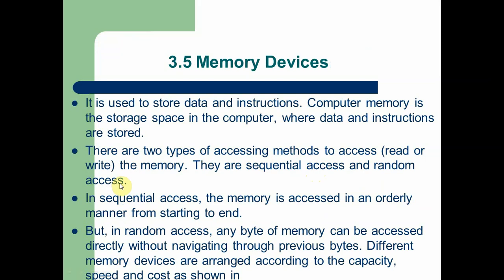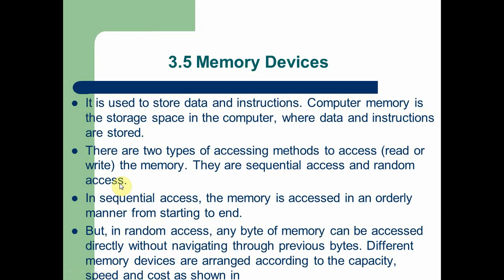Now we're going to see the memory access methods. One is the sequential access method, another one is the random access method. In sequential access, the memory is accessed in an orderly manner from starting to end. Whenever we want to find any specific data, it starts searching from the beginning and goes till the end. But in random access, any byte of memory can be accessed directly without navigating through previous bytes.